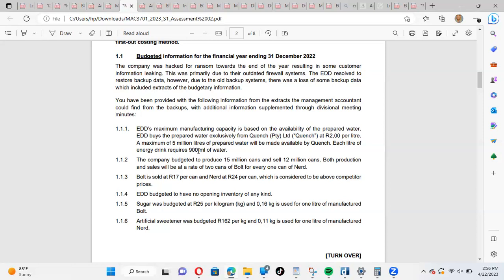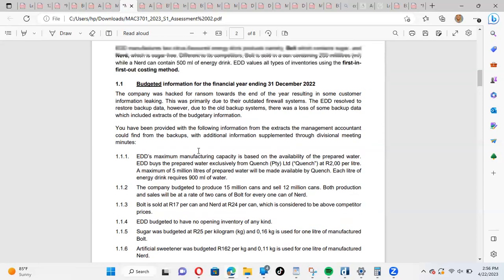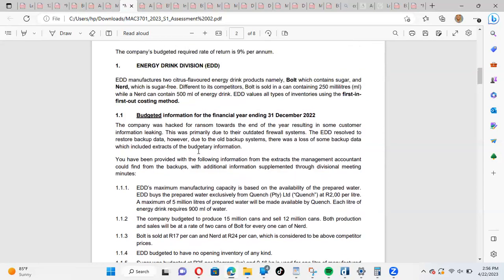All right, very good. Oh, sorry, I had skipped this here. That's why I was getting a little bit confused. Okay, so Bolt is sold in cans of 250 mils, and net is sold at 500 mils. So let's cut all this 900 mils part. Now we've got the information that we need, 250 and 500. So what do you think now on this one?